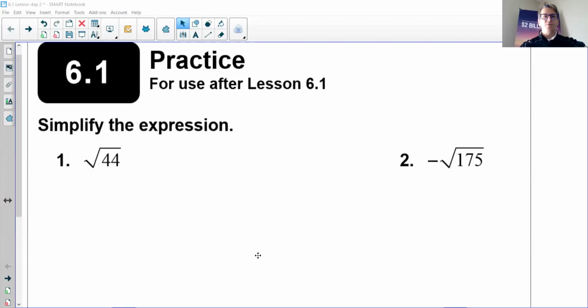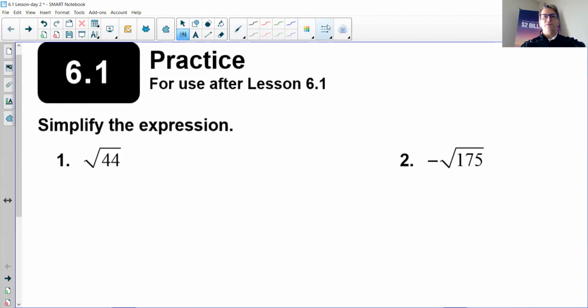All right, here we go. 6.1 for the use after lesson 6.1. Okay, trying to get a little bit better on my writing here. Still a little learning curve. I might have to do some switching around. So bear with me, will you please?